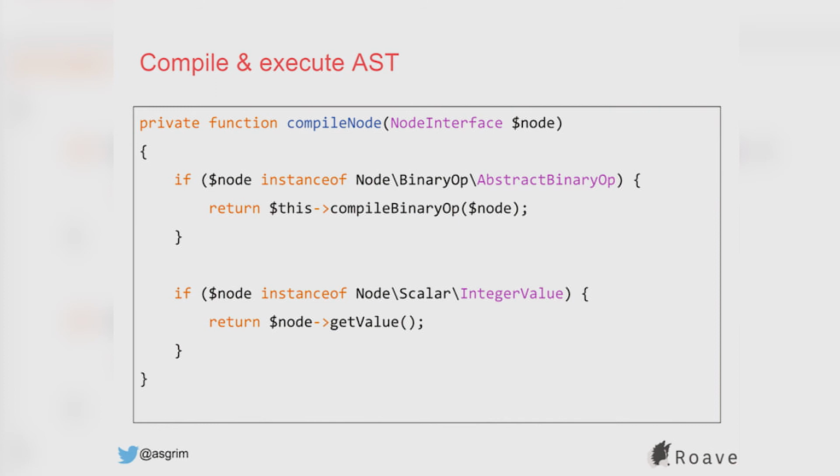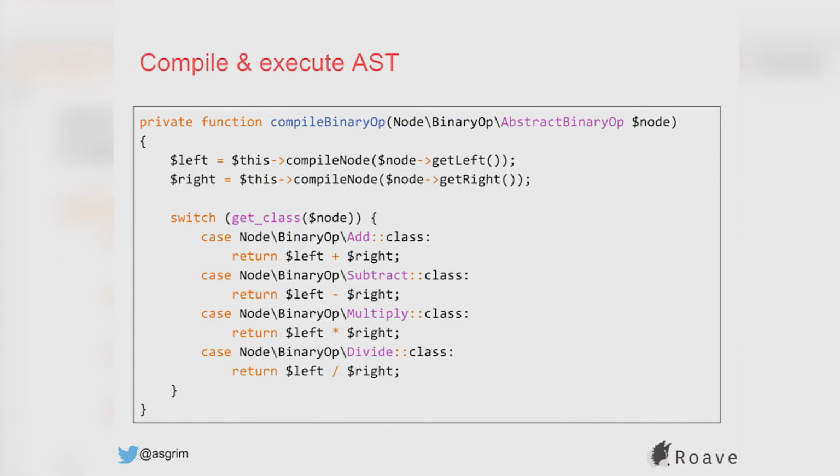And this is our compiler function. There's only two functions to our compiler because it's a very simple language. You don't need too much. If it's a binary operator, I'm going to call another function. And if it's an integer value, we're going to just return the actual value. We don't have any other nodes, so that's it so far.